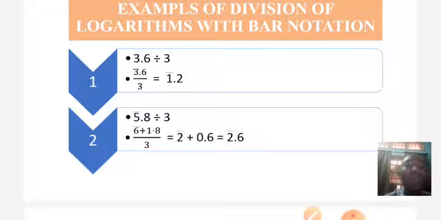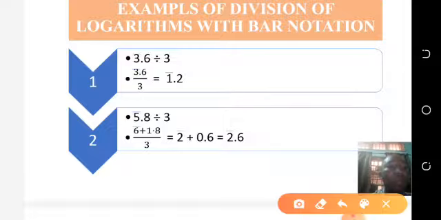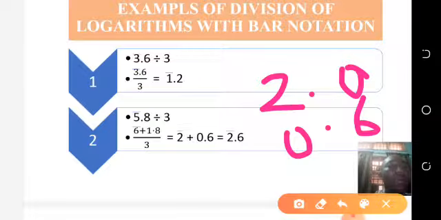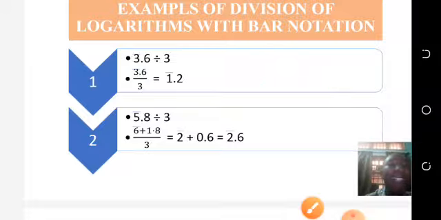Good. Let's add the two together now. That is 2.0 plus 0.6. What is that going to give us? Good. That will give us 2.6. Remember, that 2 is carrying bar. So the answer will be bar 2.6. Therefore, bar 5.8 divided by 3 will give us bar 2.6. Let's see another example.